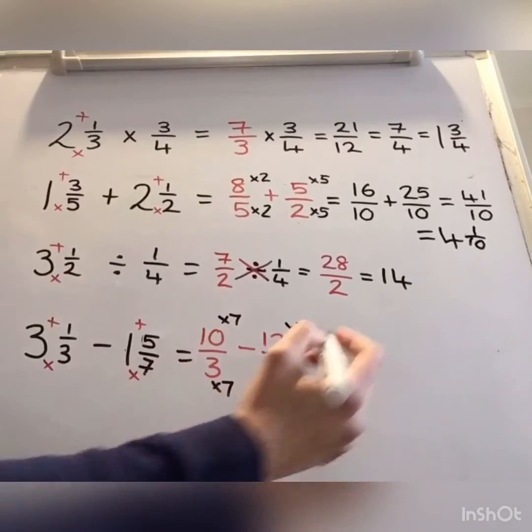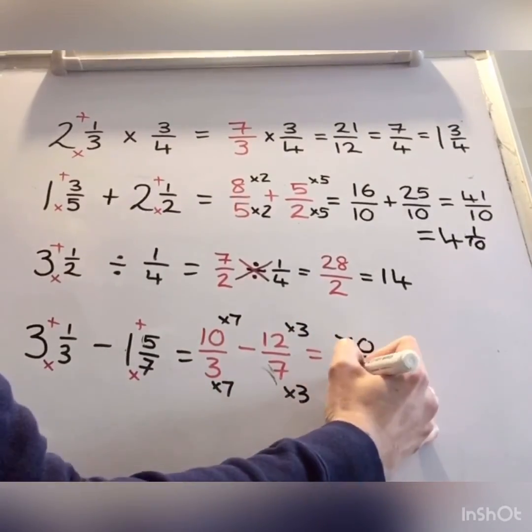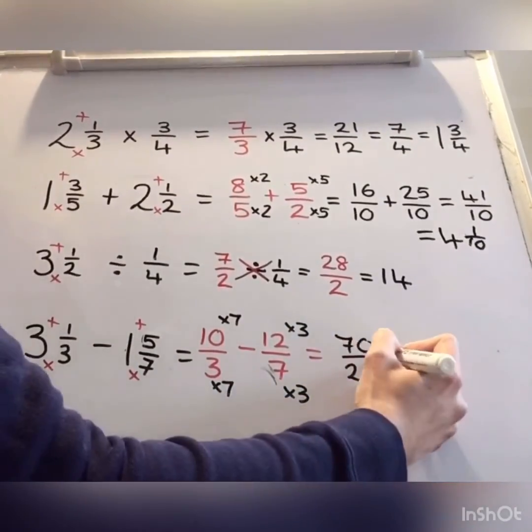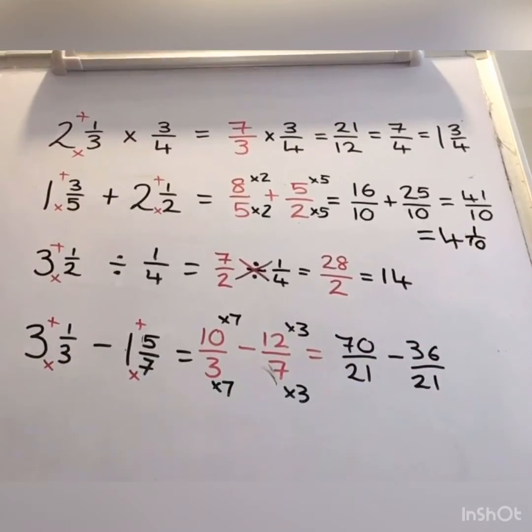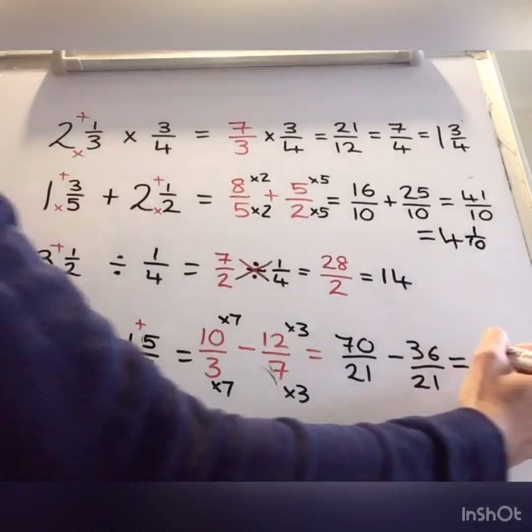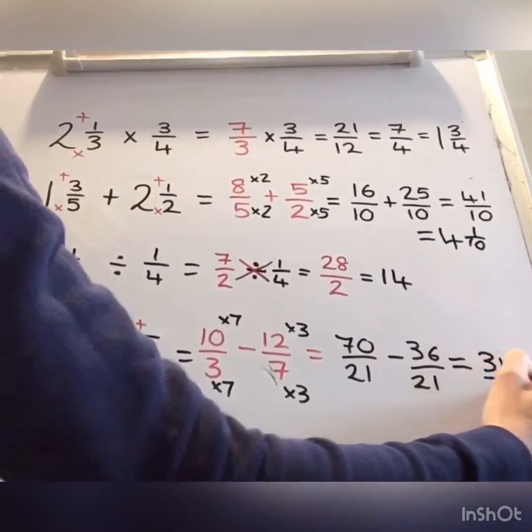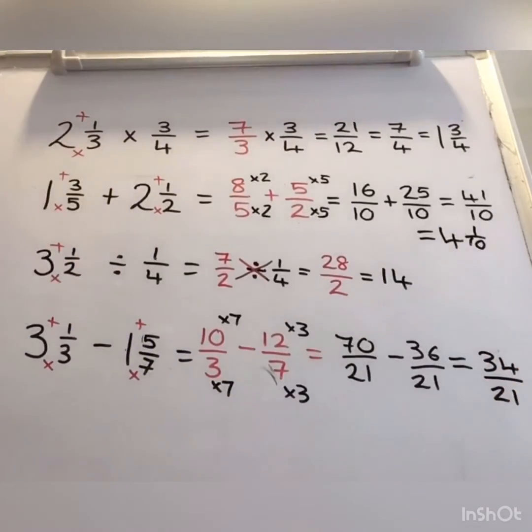So this fraction here becomes 70 over 21. And the second fraction becomes 36 over 21. Now we'll do the subtraction. 70 take away 36 is 34, and the bottom stays the same.